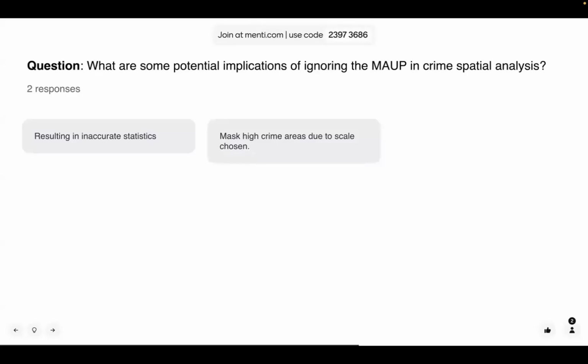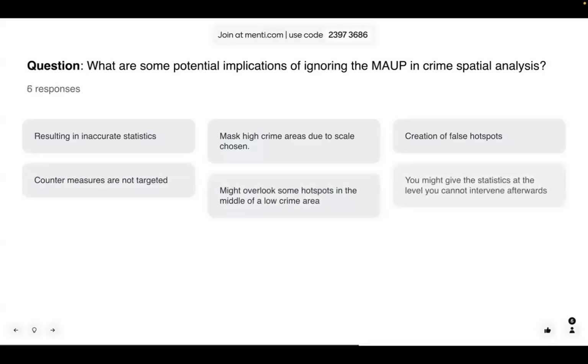Yep, resulting in inaccurate statistics, absolutely. Again, this is where we really need to think about the differences between comparing data at different aggregated levels. It can mask high crime areas due to just the scale chosen. Exactly that. I'm glad we're all understanding the importance of this modifiable areal unit problem. We then have the creation of false hotspots for sure. If we tend to use an area of a larger scale, we're going to reduce that variability within our data set and be misleading about where these hotspots actually do occur.